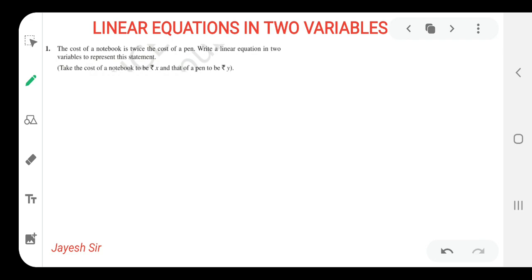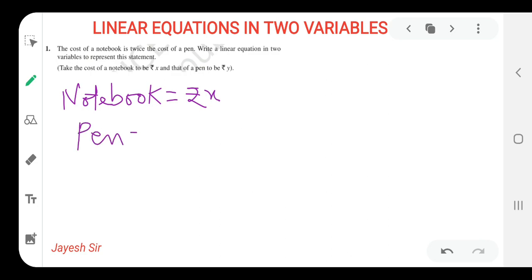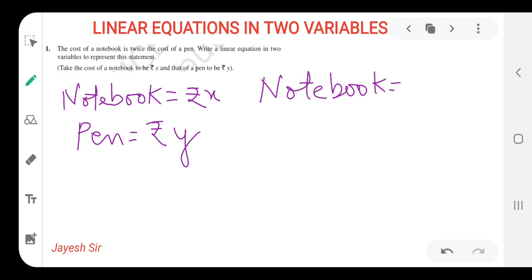Cost of the notebook I am writing over here, so that I don't need to read it again. Cost of notebook I should take as rupees x, and cost of pen I should take as rupees y. This is the hint given to us. Now let us read the question. The cost of a notebook is twice the cost of pen. Cost of pen we know is rupees y, and cost of notebook we also know is rupees x.